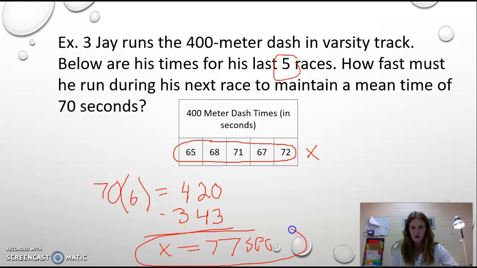All right, so here I did that second method where I kind of like found the total by multiplying and then found what he had and subtracted. So this was like the algebra, but in your head method.